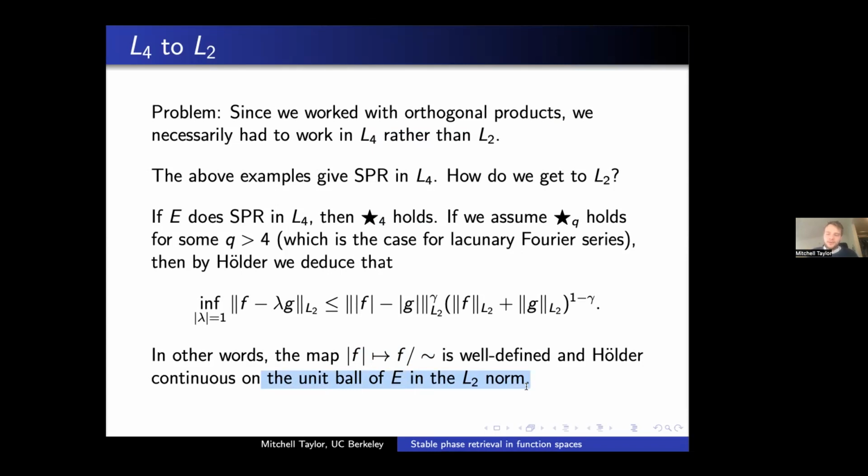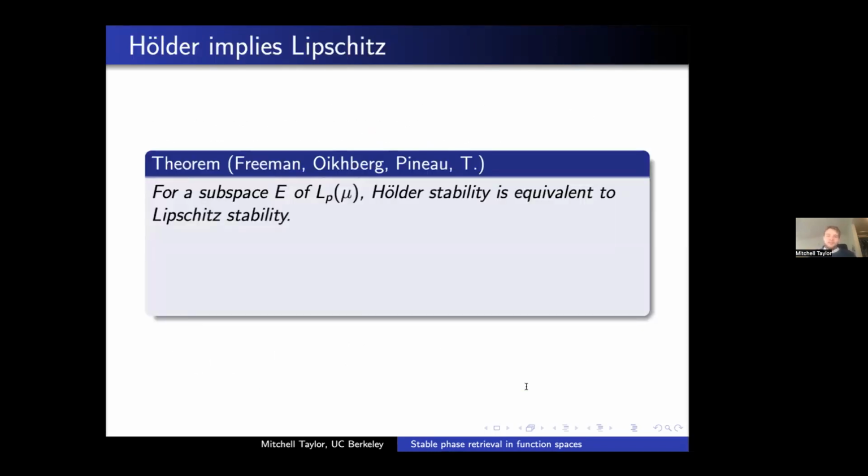And then the question is, how do I go from Hölder to Lipschitz? We have a nice theorem on this: for subspaces of Lp, and actually any Banach lattice, Hölder stable phase retrieval is exactly the same thing as Lipschitz stable phase retrieval. This turns out to be quite powerful because you can now exploit many extrapolation arguments, because I'm now free to lose regularity whenever I want, since by this theorem I can win it all back.